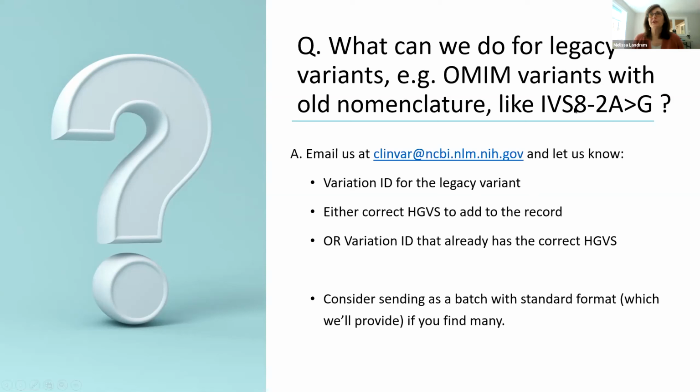If you do run across a variant like this and you know what the correct HGVS description should be, we would love for you to email us. Let us know the variation ID for the legacy variant, and let us know what the correct HGVS expression is so we can add it to the record. Or if you have already identified that we have an existing variation ID that has the correct HGVS, let us know what the variation ID of that second record is, and then we can merge the two records together so that we can get rid of that redundancy.